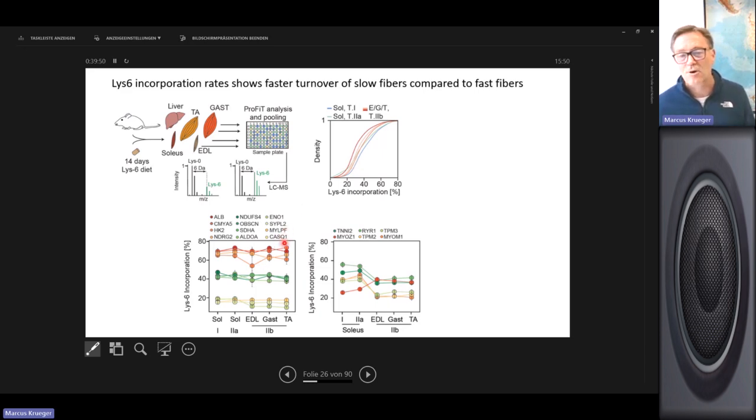Of course, you can not only see the general trend of incorporation over time in muscle tissue, but we could also look at different proteins, at individual proteins. And as I said, these are the different muscle fiber types here.